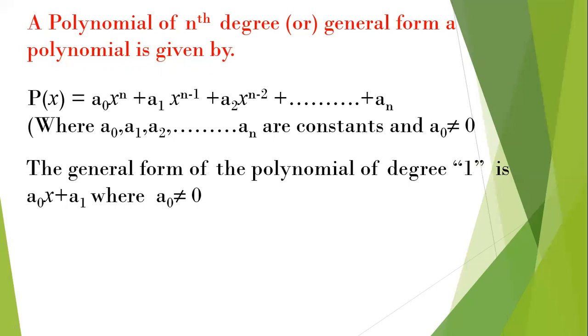The general form of a polynomial of degree 1: using the concept of the nth degree polynomial or general form, we just apply it to write a polynomial of degree 1. What is the n value? The n value is 1. So a0 x power 1, that means the x term will come here. This is the x term. Next, n minus 1, so our degree is 1, 1 minus 1 will be 0. That means x power 0 is 1, so here a constant will remain, that means a1.